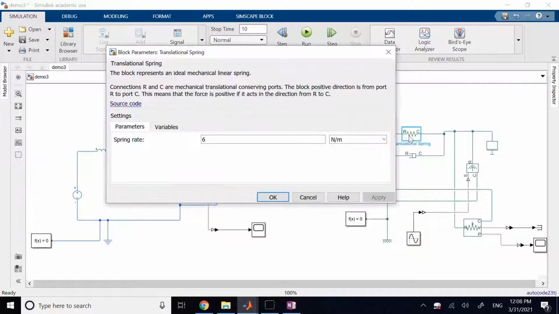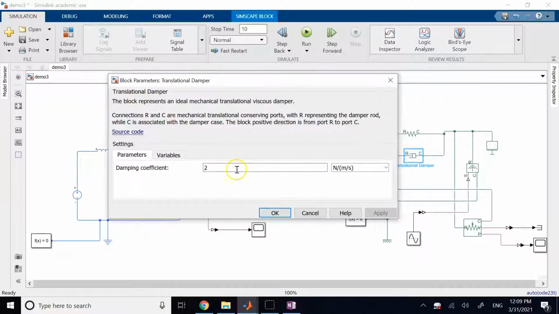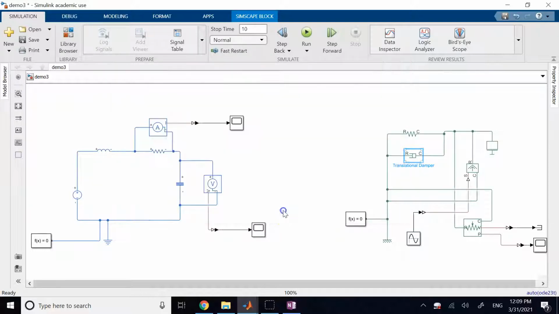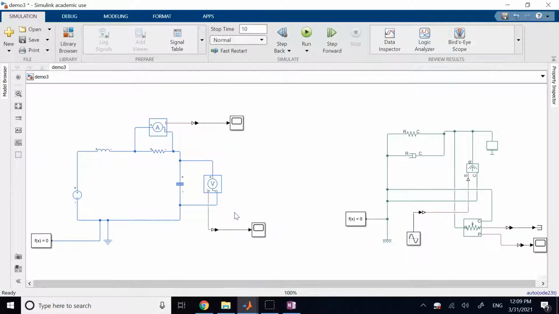Then you have the spring element, and the spring element gives you the k for that spring. Then you have the damper element that gives you the c, the constant of the damper. And here is my input sine function, that here is like 1.5 times sine of 3t. Now, I need to connect the spring, damper, and the external force all to this mass, and then connect the mass also to the ground.